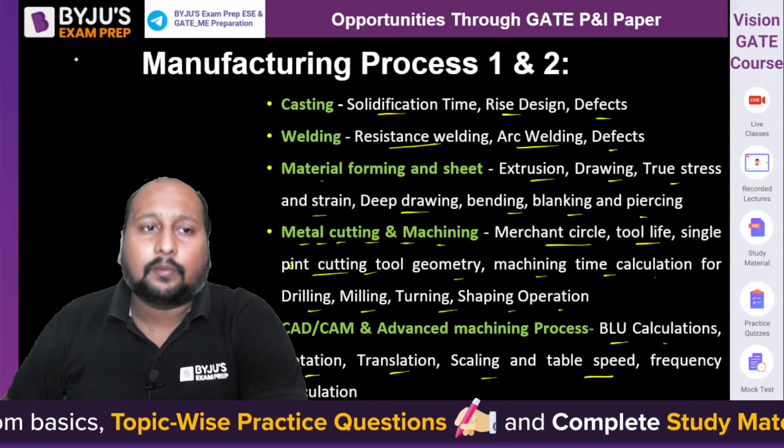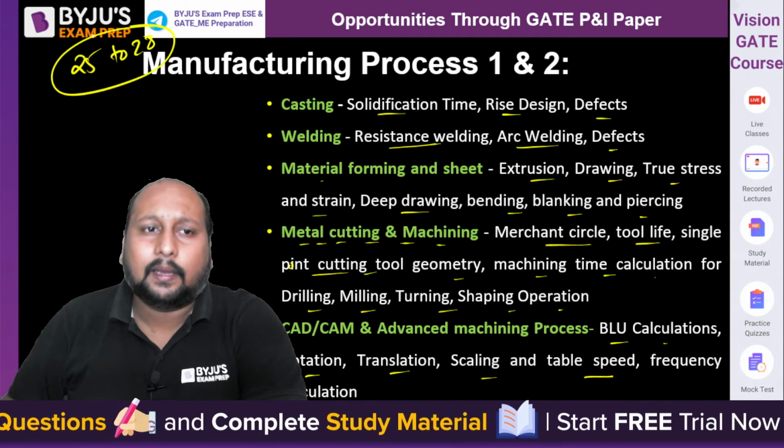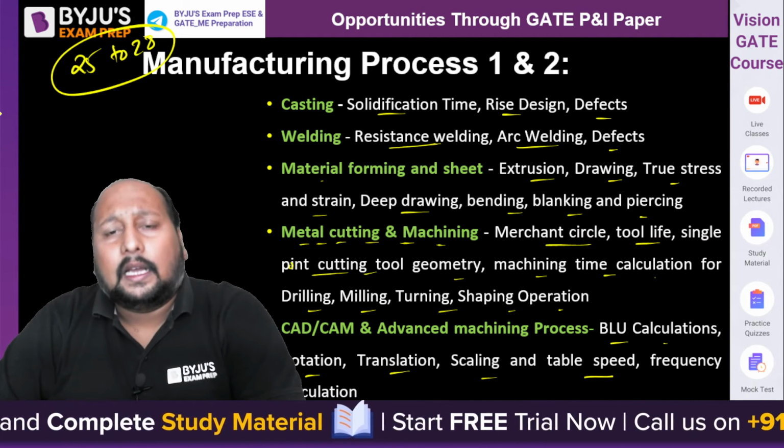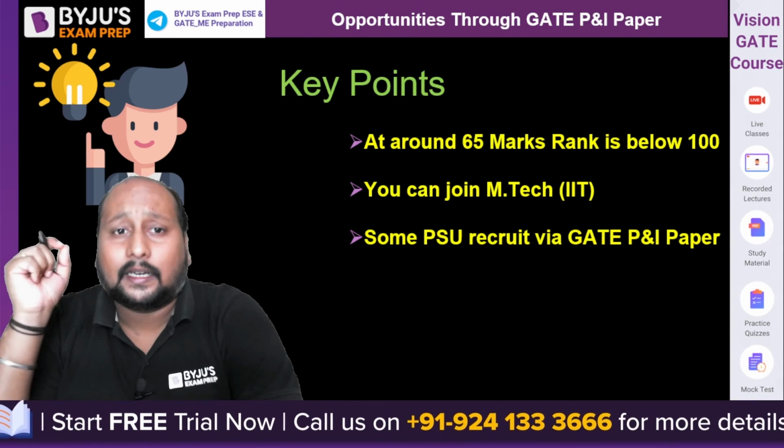And if I talk about Manufacturing Process 1 and 2, it comprises approximately 25 to 28 marks. Okay, fine. So these are some important topics. Now let us talk about the key highlights that you need to understand.